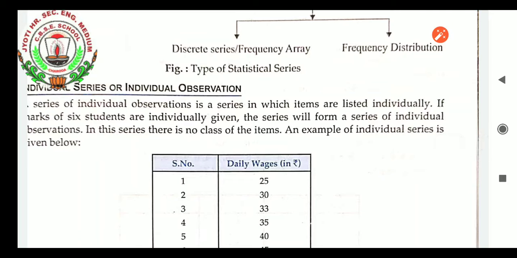Individual series or individual observation, students. A series of individual observation is a series in which items are listed individually. If the marks of 6 students are individually given, the series will form a series of individual observation. In this series, there is no class of the items.